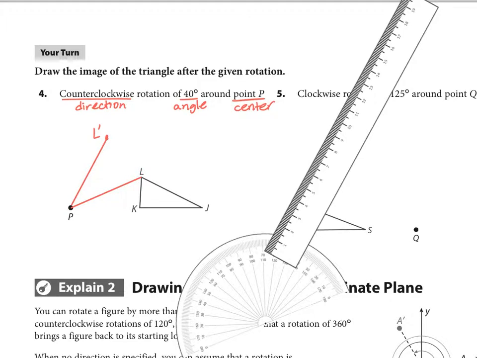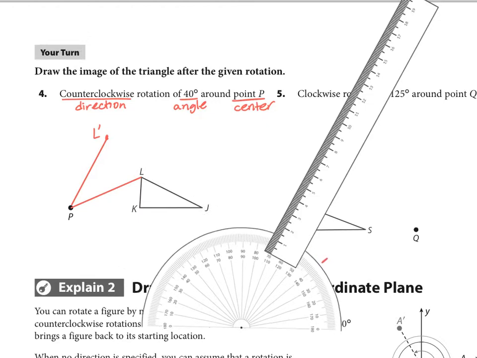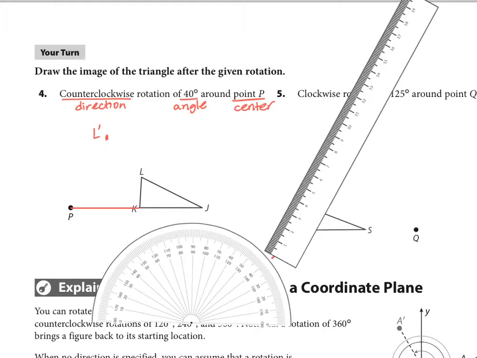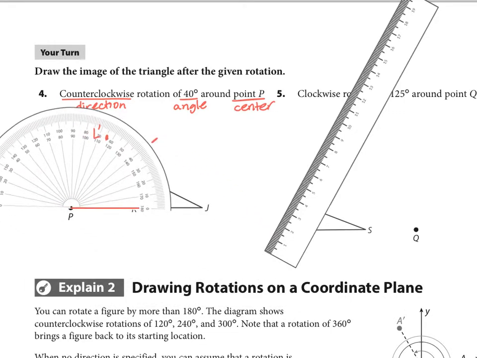Remember that they're both the same distance to the center of rotation, and we're just going to copy the same steps. We're going to repeat the steps for both K and J. So I'm just going to do one more just for the sake of time and so that we can move on and do other examples. If I do point K, let me erase the two lines that I have there. There we go. I have my line from P to K. I'll set my protractor right there.